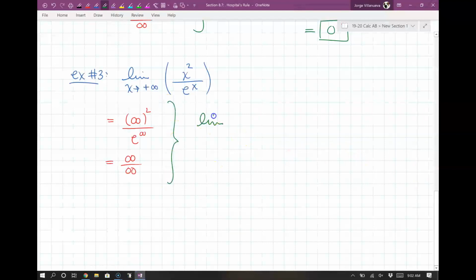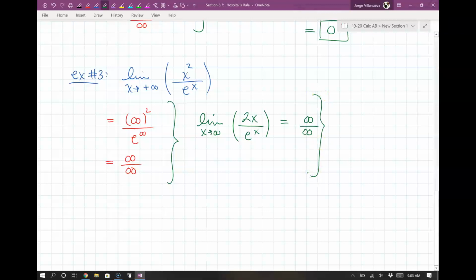So limit as x approaches infinity of our derivative: the derivative of x squared is 2x, and the derivative of e to the x is e to the x. And when we take that limit, we end up with infinity over infinity. Well, that's not good, right? So the rule says that you're going to take the derivative of the top and the bottom, and bless you, take your limit again, and if you still end up with the same issue, do it again. So we're going to take a derivative of this again.